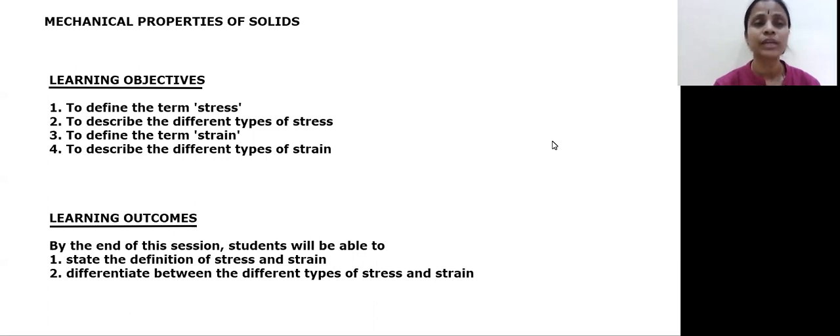And this is our second class in mechanical properties of solids. In the previous class, we were discussing the plastic and elastic behavior of materials. As you see on your screens now, this is going to be our objective today: to define stress, to define strain, and to understand the different types of stress and strain.